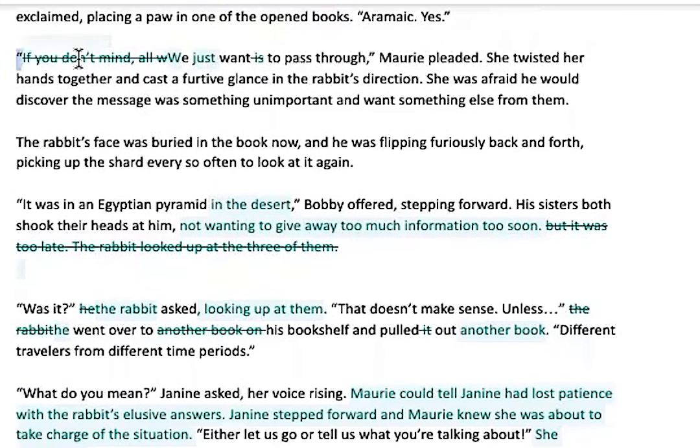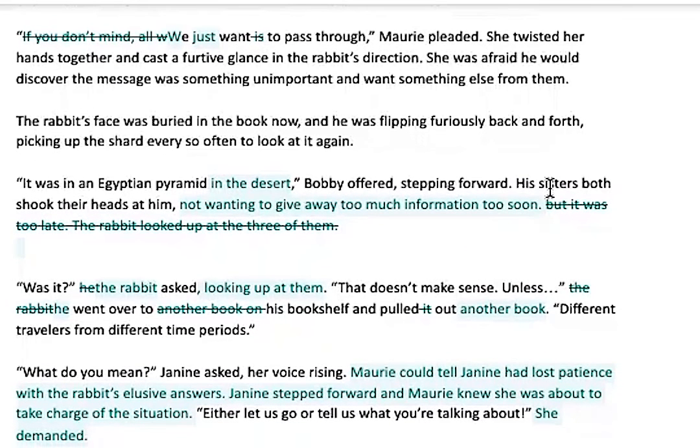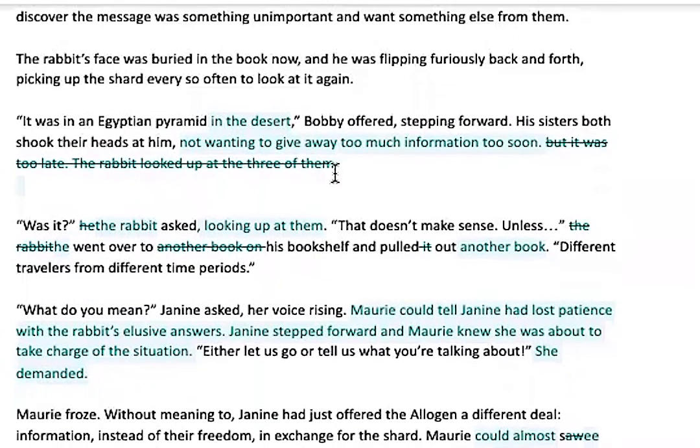So again, I took out here, "If you don't mind, all we want is to pass through." That's what Mari said. Now, most children aren't going to say that. They're not going to use all those words. So she said, "We just want to pass through." That's a lot shorter, more concise, conveys the same exact idea.